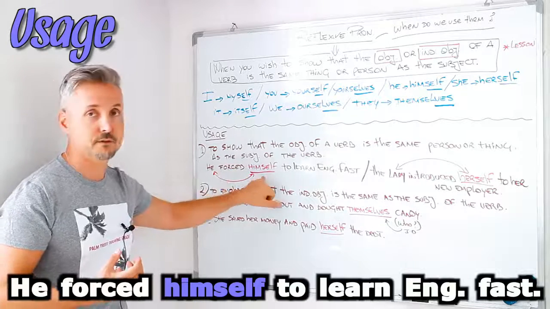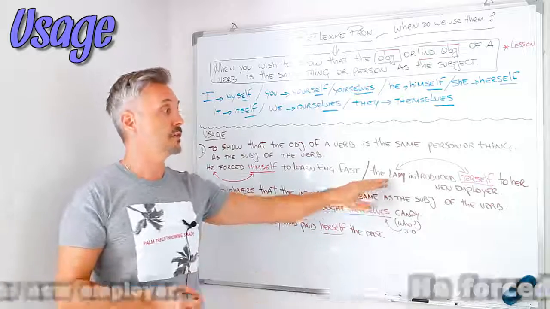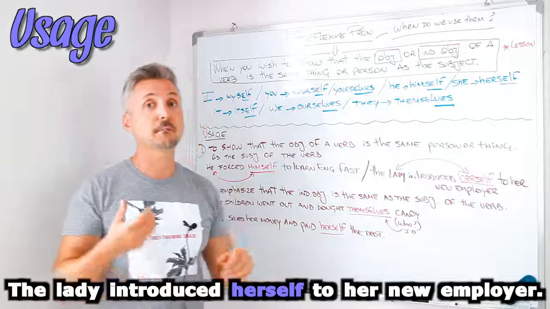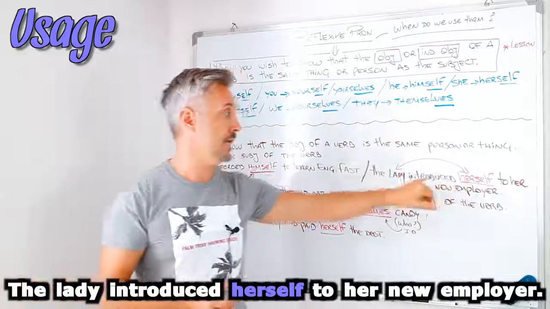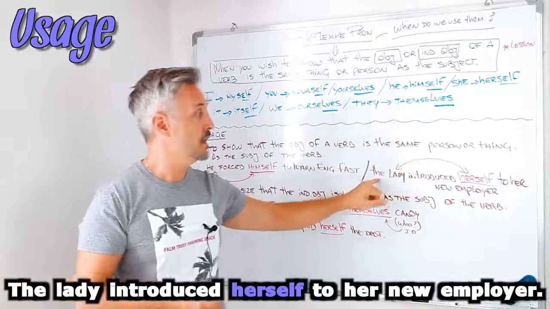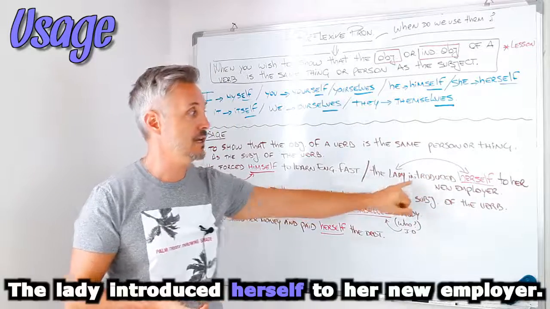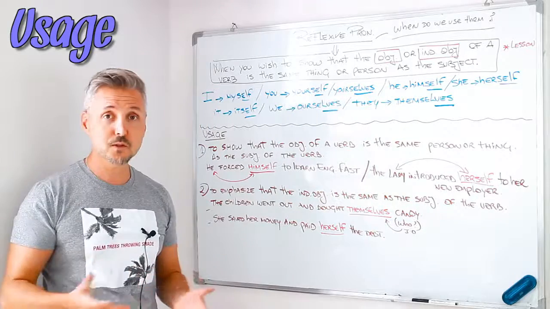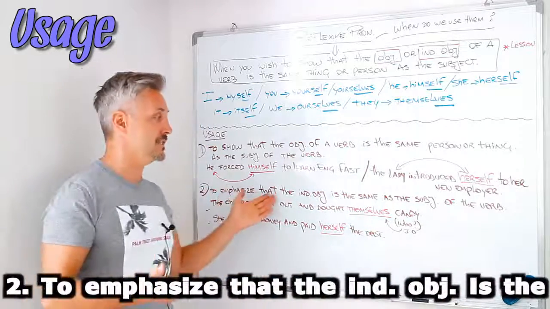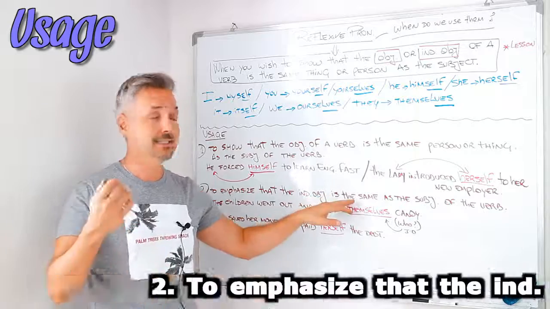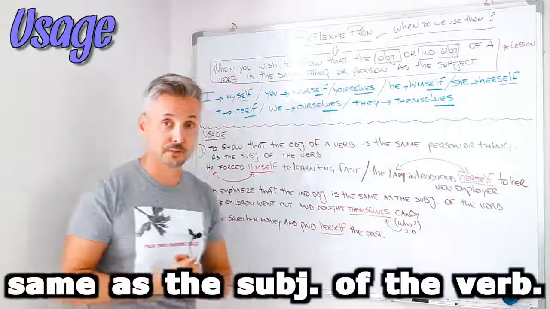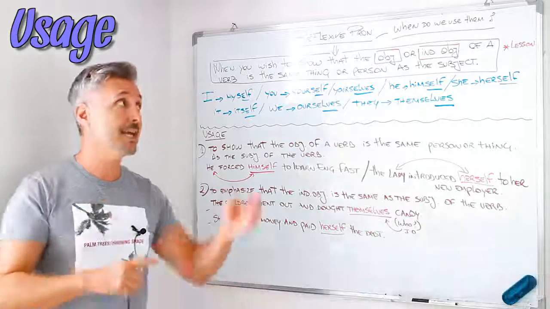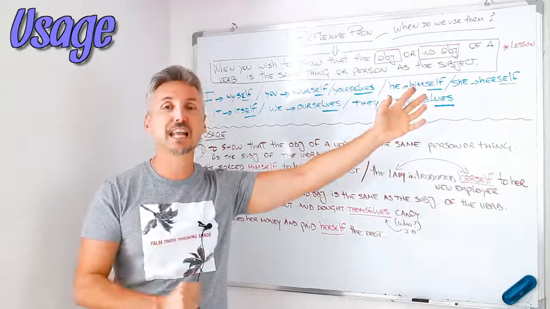So, he, himself. Another example, the lady introduced herself to her new employer. Herself is the lady, is the same subject, right? The lady, herself. So introduce is the verb. We also use reflexive pronouns to emphasize that the indirect object is the same as the subject of the verb. If you don't know what is an indirect object or an object, you may click here to find out and watch the lesson.